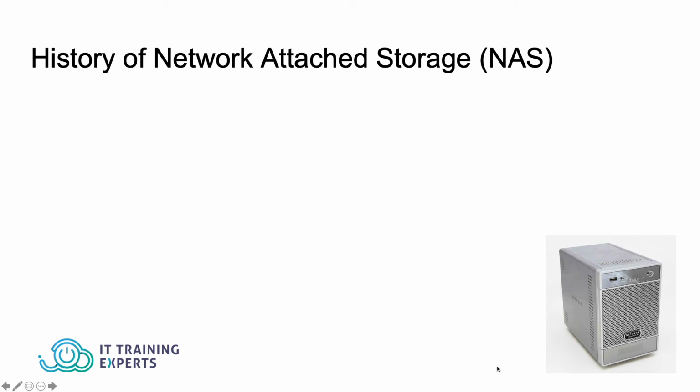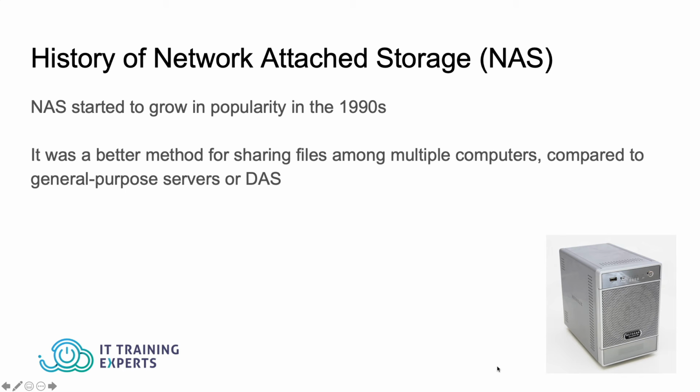So let's look at the history of network attached storage. NAS started to grow in popularity in the 1990s. This was when we were still dealing with servers with locally attached storage. NAS became a popular option because we wanted to stand up servers and share out data files so people in offices, for example, could access the same data. So NAS started to grow in popularity, starting with file servers. But around that time, NetApp, or Network Appliance, came up with the first commercial enterprise NAS.